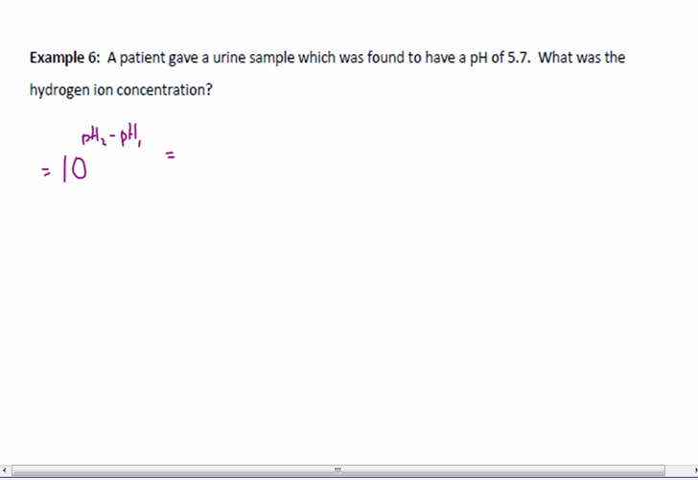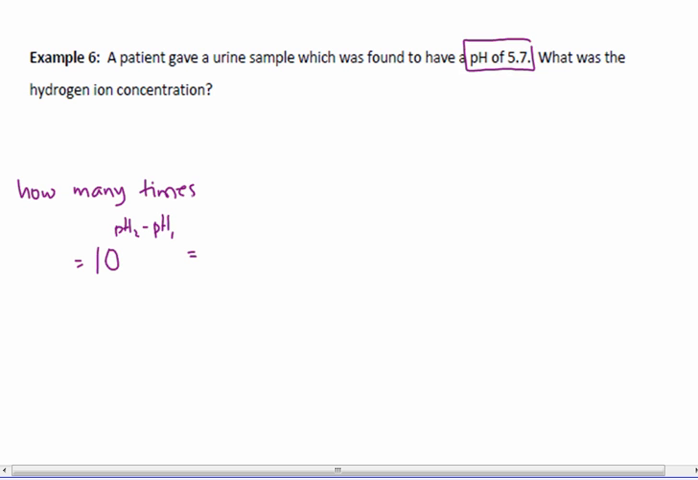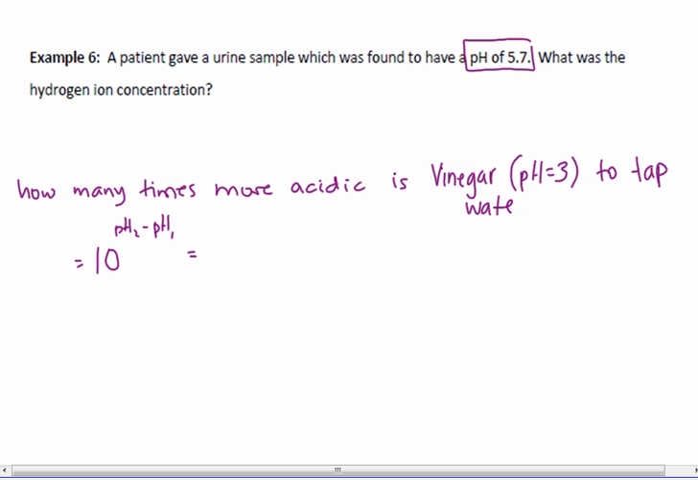So if here we're saying a patient is given a urine sample, which is found to have a pH of 5.7, what was the hydrogen ion? Oh, we need to do that part first. Let's do a question first over here. I'm going to add one. So how many times more acidic is, let's go, vinegar to tap water, which is pH 6.6.